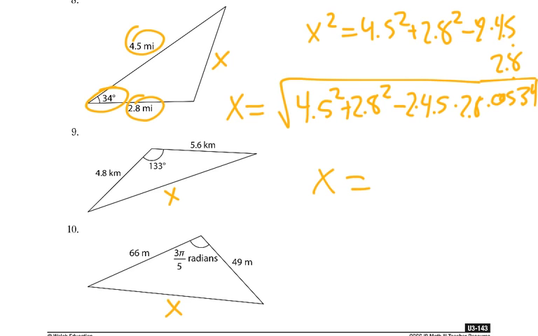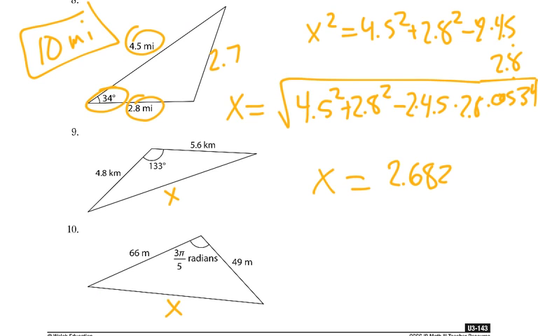So if you're using one of the Inspire calculators, you can definitely just type it in like this, and it'll do all that extra work for you, which makes life a lot easier, and you end up with an answer of 2.682. These are all rounded to the 10th, so I'd round it to the 10th, so 2.7. So then 4.5 plus 2.7 plus 2.8 gives us 10. So we'd need 10 miles of fencing for number 8.